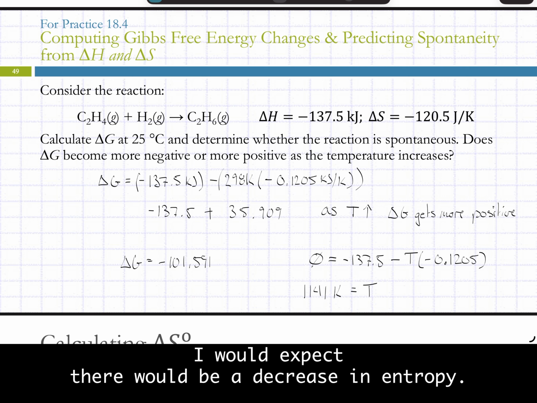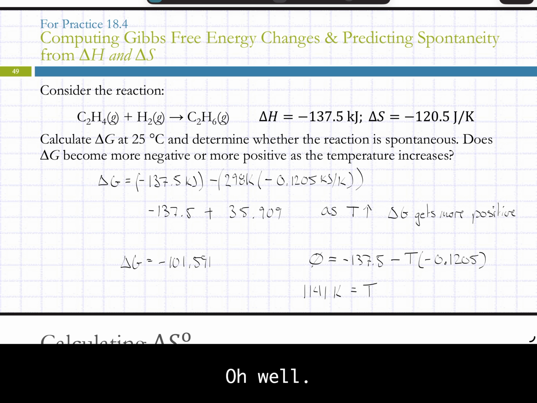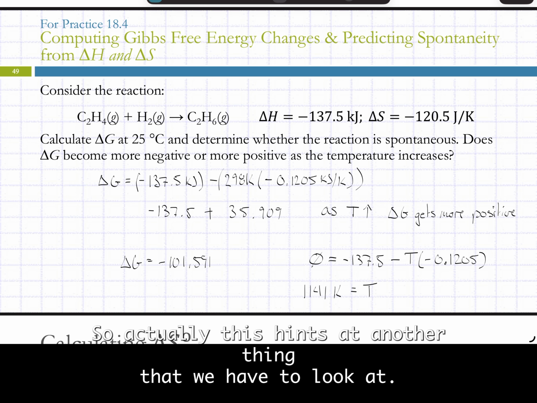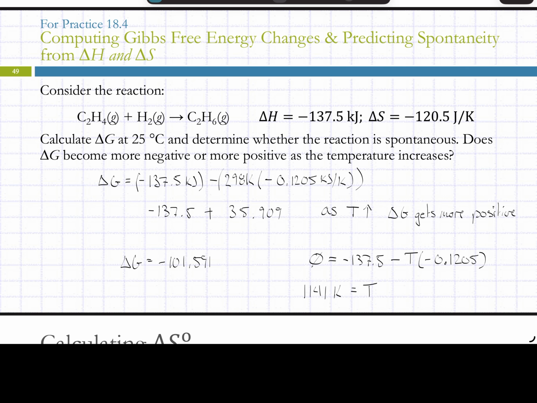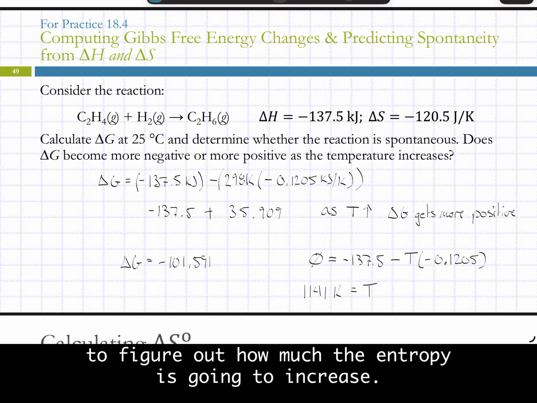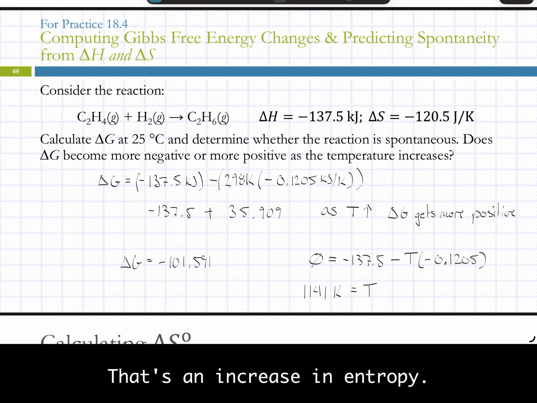I would expect there to be a decrease in entropy. So I was thinking the chemical equation itself. Oh, well, we know delta S is negative. Right. Okay, so actually, this hints at another thing that we have to look at. We can't always just look at the things that are in the chemical formula to figure out how much the entropy is going to increase. All right, this looks like 1 mole of gas. It goes to 2 moles of gas. That's an increase in entropy.